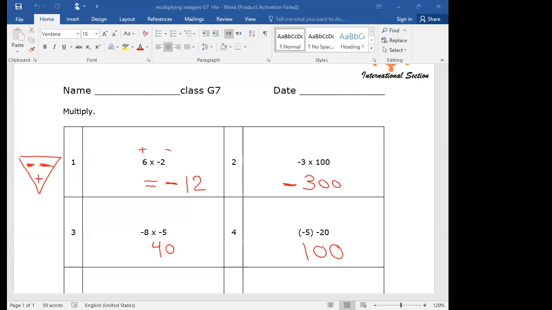So this is the part which we already studied before about multiplication. And we also said that we will use the same rule with division. How? Let me give you a question.